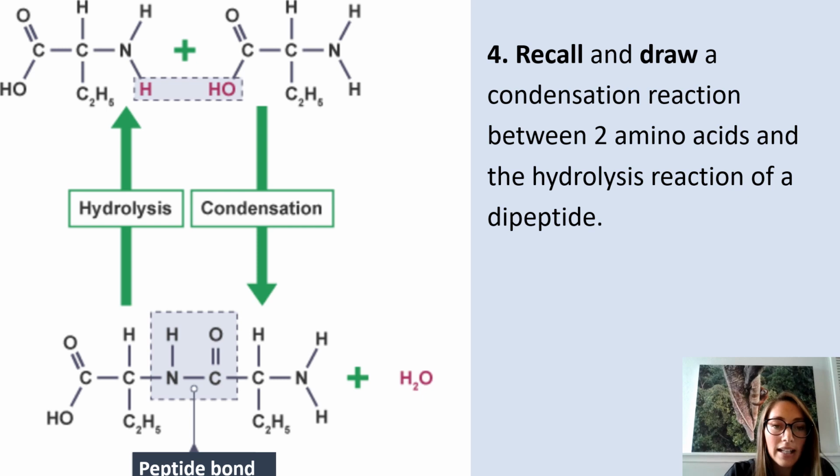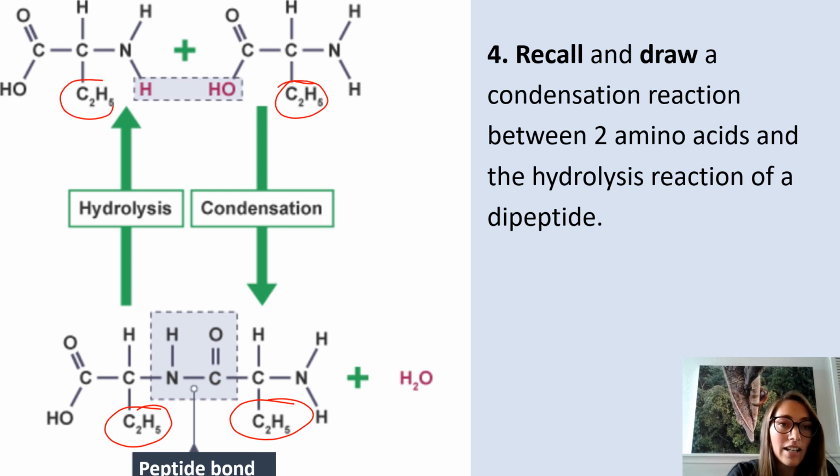You should have an image that looks like this for your condensation and hydrolysis reactions. Just one thing to note here is that in my image, the residual groups aren't written as R, but I've actually given a specific amino acid, but you guys should just have an R in those points.